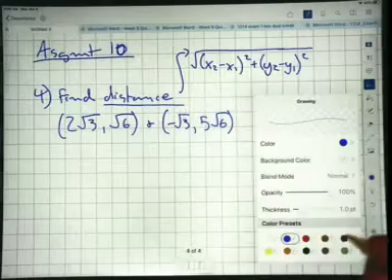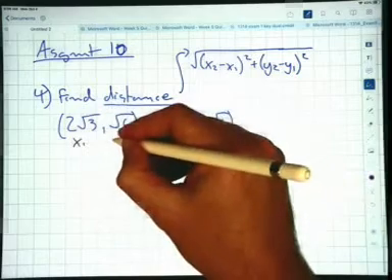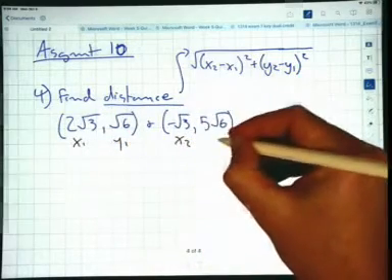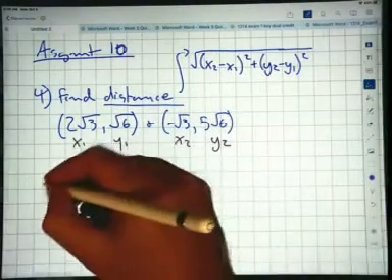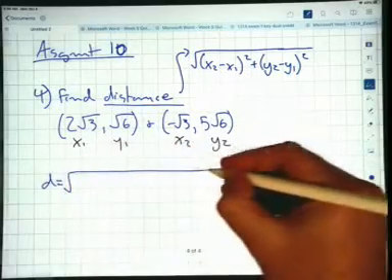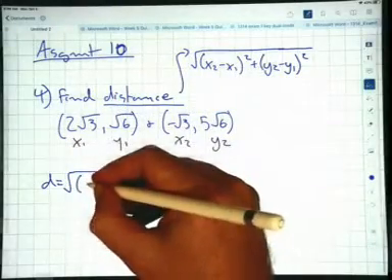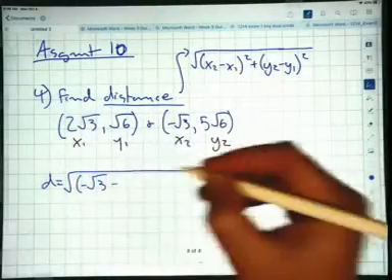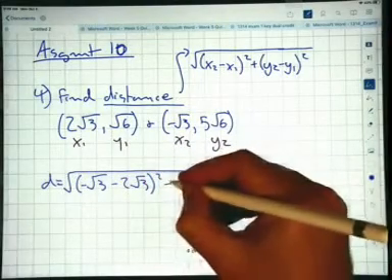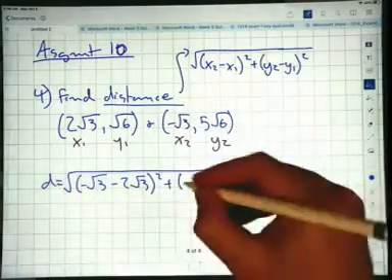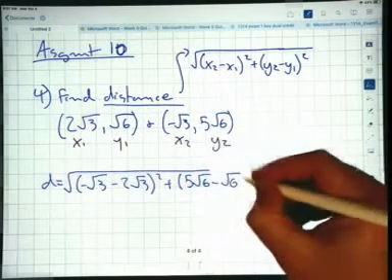So I like to just take a moment to label my points. So D is going to be equal to the square root of x2 minus x1. So we have negative root 3 minus 2 root 3 quantity squared plus 5 root 6 minus root 6 quantity squared.